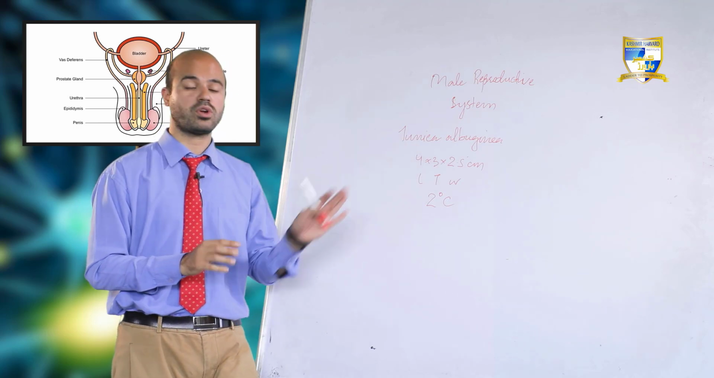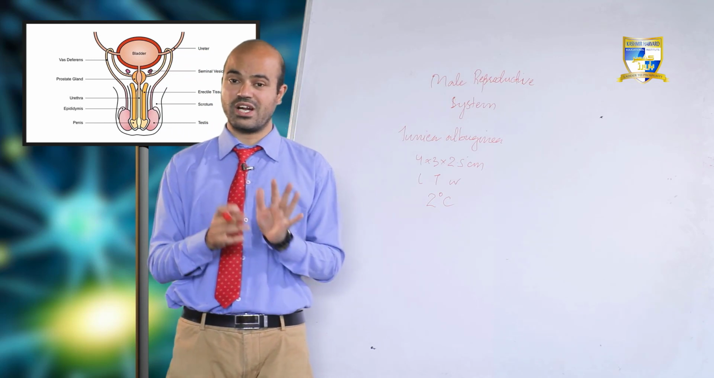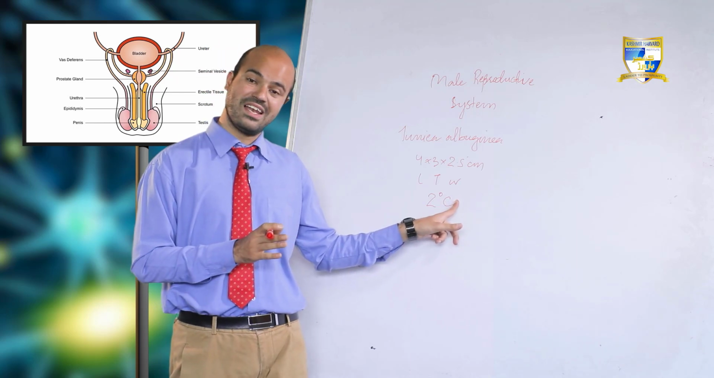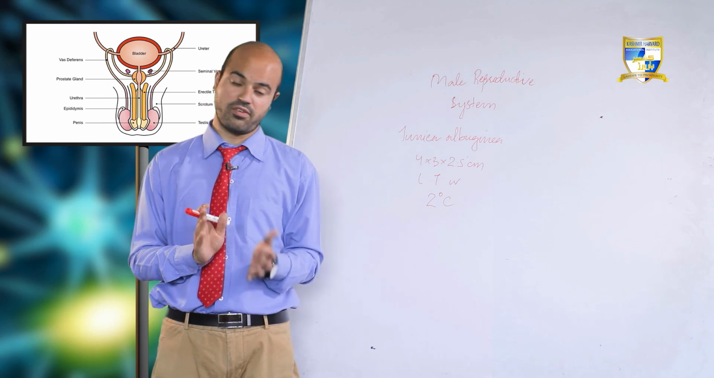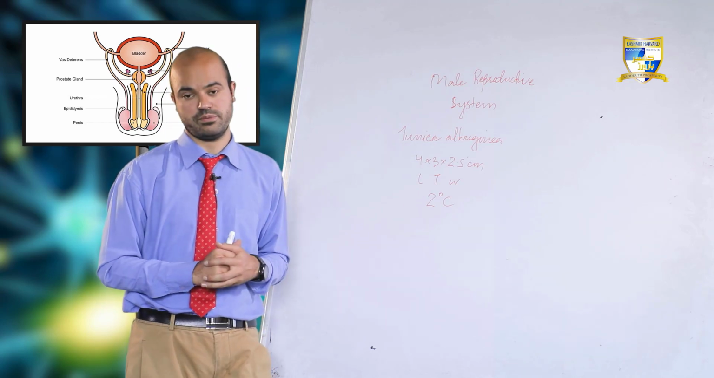This is how the scrotum acts as a thermoregulator for the testes, so that there is constant maintenance of the temperature in the testes, 2 degrees Celsius less than the body temperature. I hope it's clear. This is about the testes and scrotum.